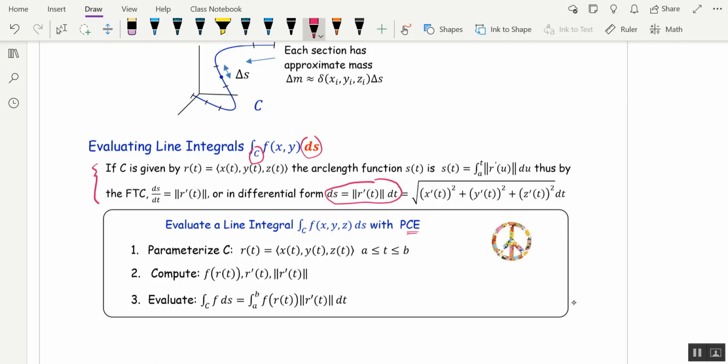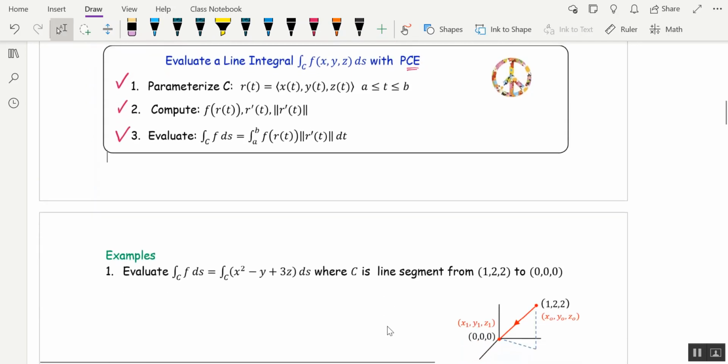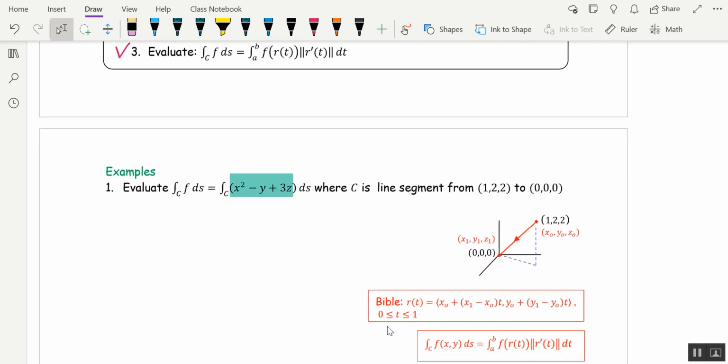So 1, parameterize your curve. Typically, you're going to use your Bible to do that. 2, compute your ingredients. Those are the things that are going to go into your integral. And 3, evaluate your integral. That's usually the easy part. Okay, so let's do it. We want to evaluate this function over this curve, which happens to be a line segment. So step 1, parameterize. So we're going to use the Bible to do that.